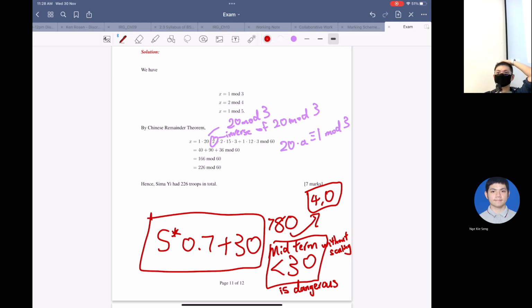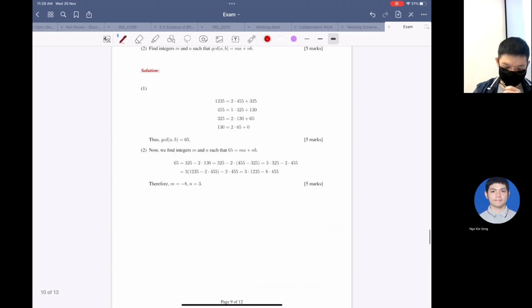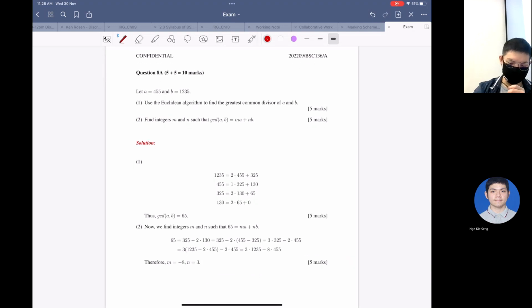What's the question? Question 8. As long as you have the right step, and then you got the right answer, you get a full mark.